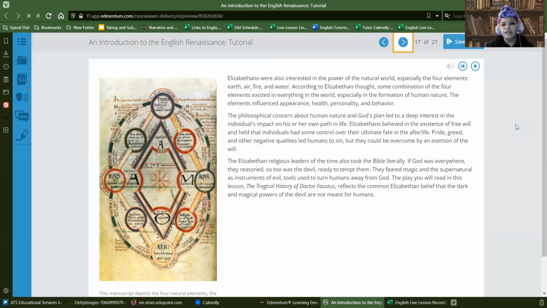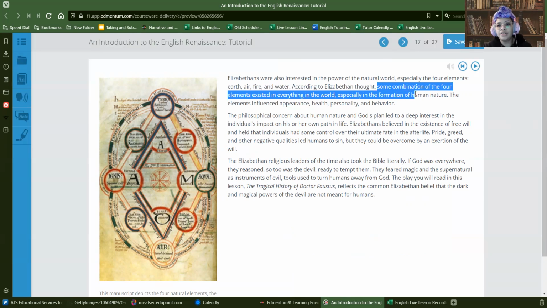At this time, Elizabethans were also interested in the natural world. So there was a lot of emphasis on the 4 elements. We know them very well: earth, air, fire, and water. Alchemy was based on the idea of these elements and some others being able to be combined in every possible way. So some combination of the 4 elements existed in everything in the world, especially in the formation of human nature. The elements influenced appearance, health, personality, and behavior.